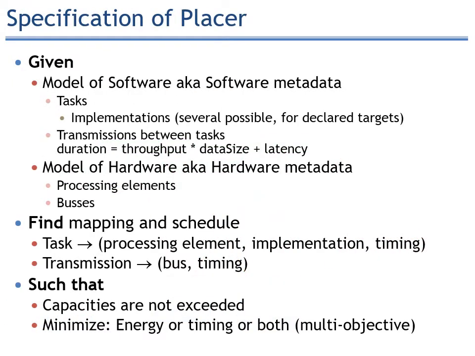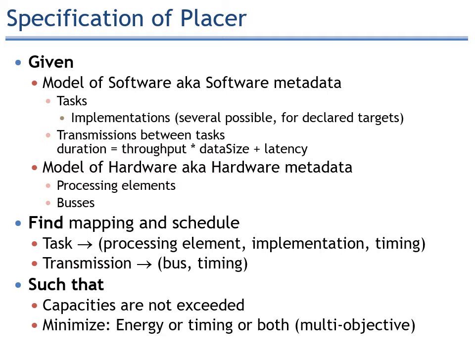So here you have a more complete specification of Placer. Given the model of the software and the model of the hardware, it finds a mapping and a schedule such that capacities are not exceeded, etc. The model of the software is sometimes also referred to as the software metadata and includes tasks and transmissions. Tasks can have several implementations. That's the interesting part. Placer will then need to choose which implementation for each task is to be used.